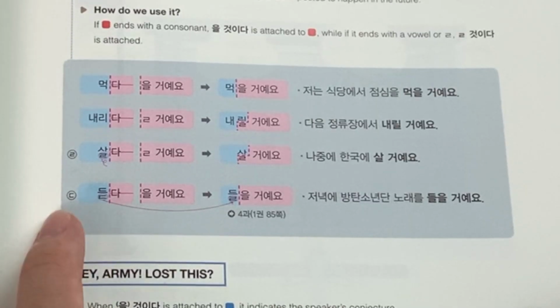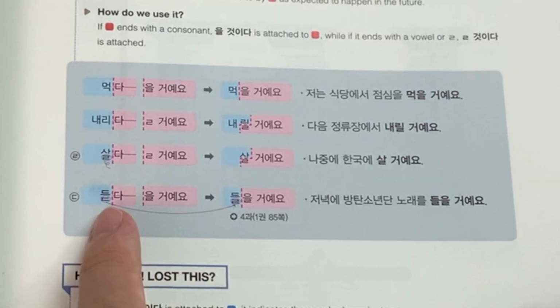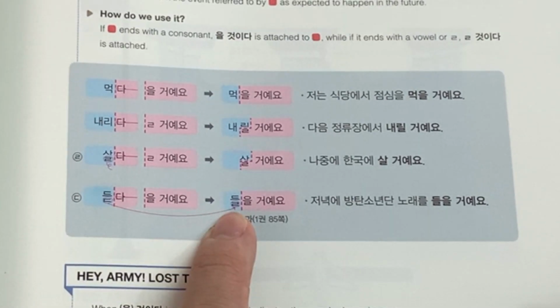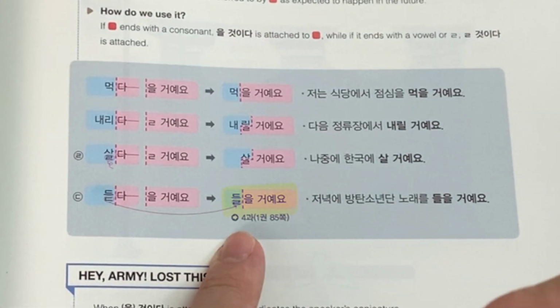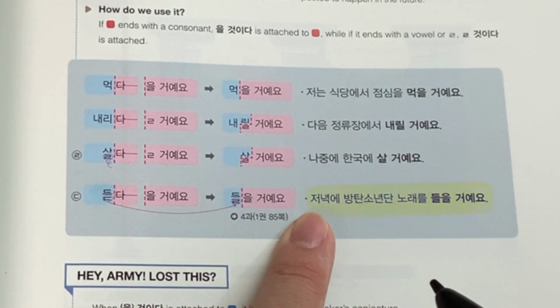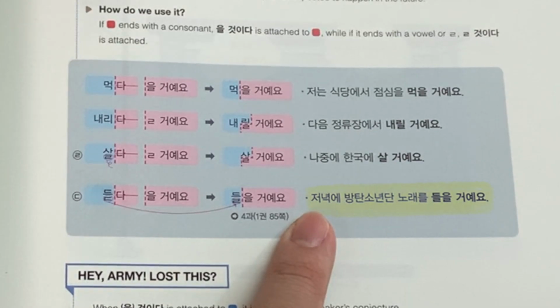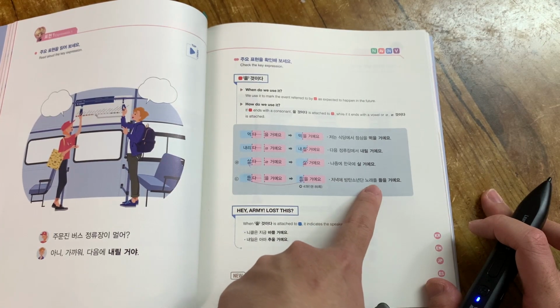And then lastly, we have 듣다, which is to listen. So this one is the special D ending. And then similarly to chapter 4, we will replace the D with the L. And then we will stick in the 을 거예요. 들을 거예요. We'll listen in the future. 저녁에 방탄소년단 노래를 들을 거예요. At evening, I will listen to BTS songs.